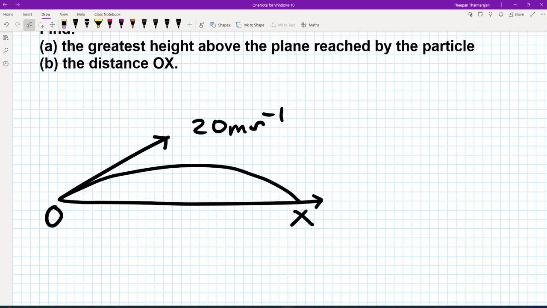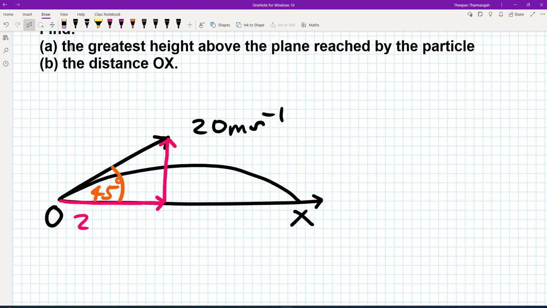This is the point X. Now, don't forget they tell us that the angle involved is 45 degrees, and we need to resolve our velocity into its horizontal and vertical components, respectively. Like so. So we're going to draw this like this.